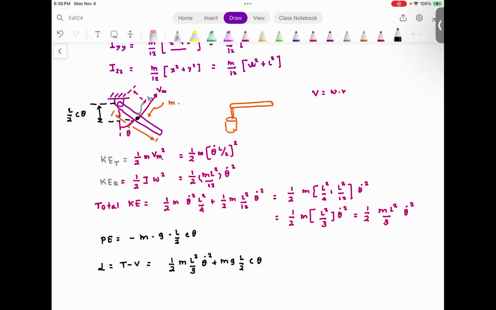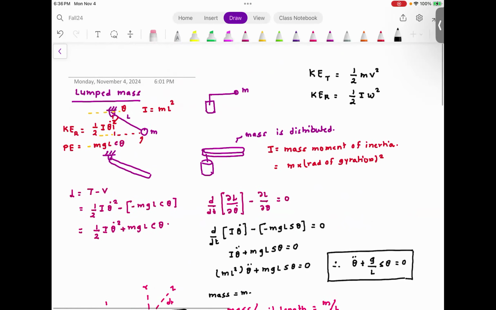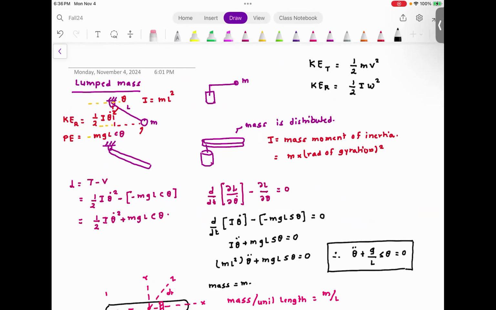Key takeaway here is, if you have the block type of system, which is like a discrete system where the link does not have any mass, all the mass is located or lumped at the end, you can solve using either the kinetic energy of rotation or kinetic energy of translation. That will give you the answer. But whenever the mass is distributed, then you have to use kinetic energy of translation and kinetic energy of rotation to find out the total kinetic energy. Everyone understood this?